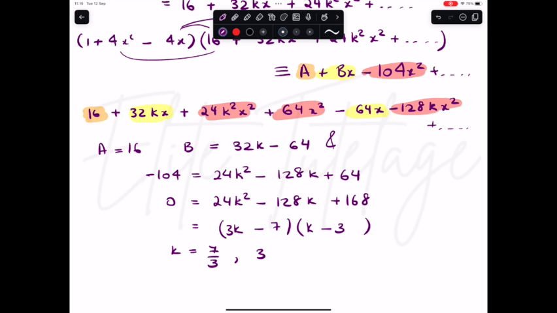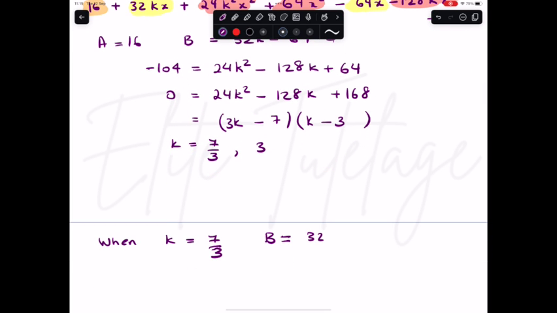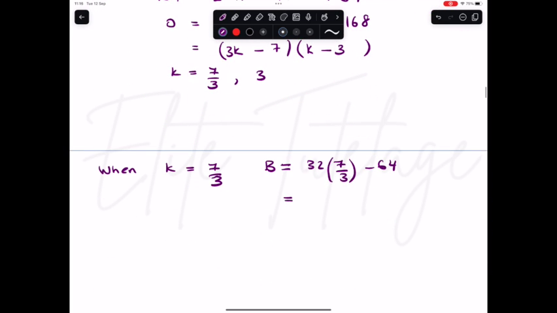Now I'm going to, of course, find out the values of b. This is what the question is asking. So when k equals 7/3, b is equal to 32 times 7/3 minus 64, which gives me minus 32 over 3. And then for k equals 3, b is 32 times 3 minus 64, which is equal to 32. And that's it.